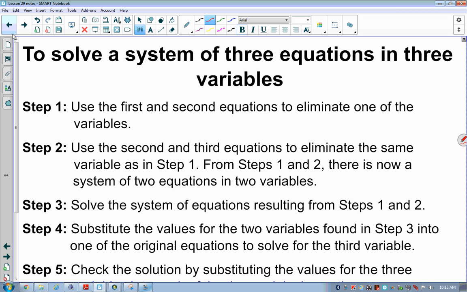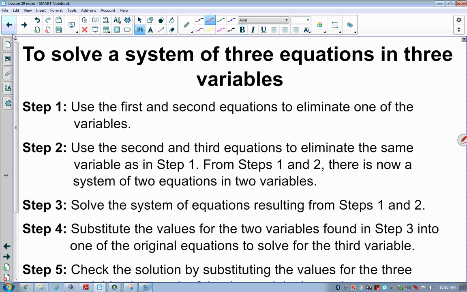So the first thing that we want to do is use the first and second equations to eliminate one of the variables. You're going to be given three equations. We're going to reduce it down to two of them, and then do whatever we have to in order to eliminate one of the three variables amongst those two equations. You follow me so far? Okay. Then we're going to use the second and third equations. So we're going to use one that we used and the one that we didn't use, and we're going to use elimination to eliminate the very same variable. Okay? All right? So we're going to use the second and third equations to eliminate the same variable as we did in step 1. From steps 1 and 2, there's now a system of two equations in two variables.